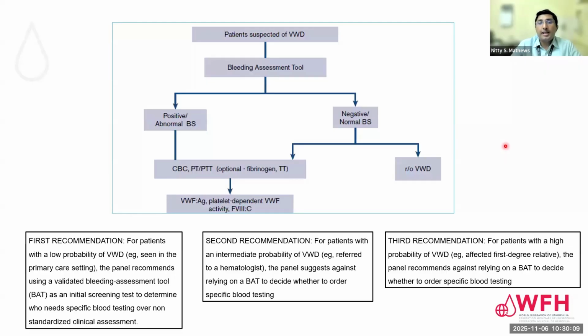Now, there are certain recommendations here. For example, if the patient is first seen in a primary care setting and the prospect of this patient having von Willebrand disease is very low, as in 5% or so, then you rely on a bleeding assessment tool score to decide on going ahead with specific testing. Whereas if there is an intermediate probability, such as referral by a hematologist, or a high probability, that is the patient has a first degree relative with von Willebrand disease, then you do not rely on a BAT score, but definitely go ahead with the specific screening tests. Those tests are the von Willebrand antigen, the von Willebrand activity, which is the platelet-dependent von Willebrand factor activity, and the factor VIII level assays.